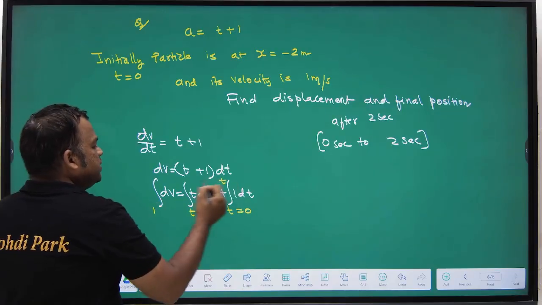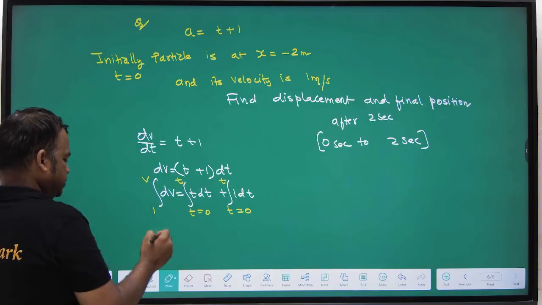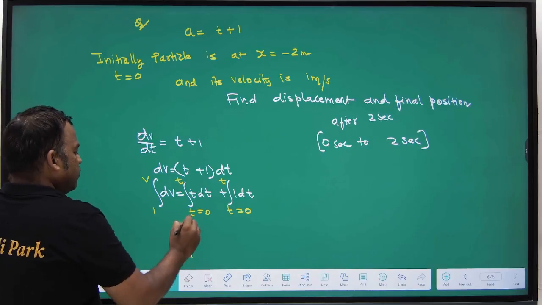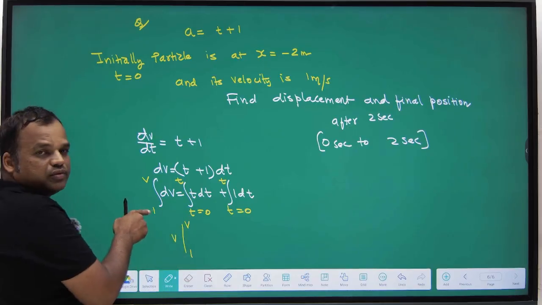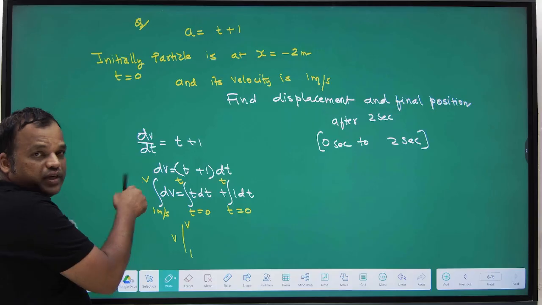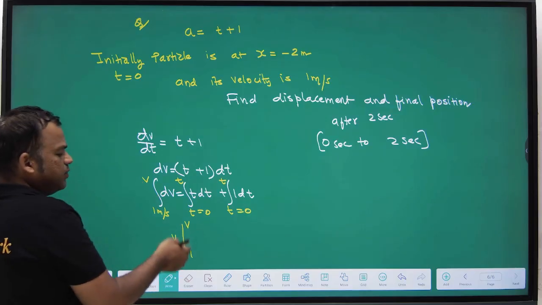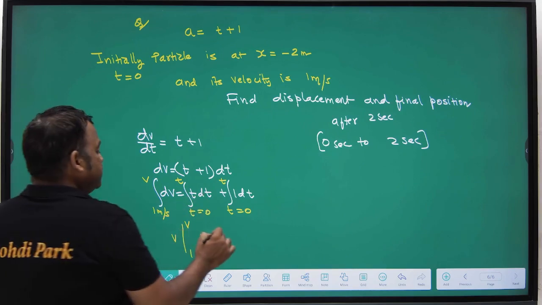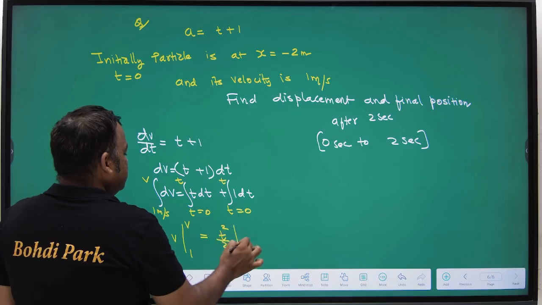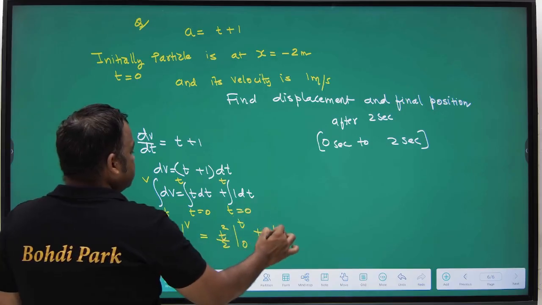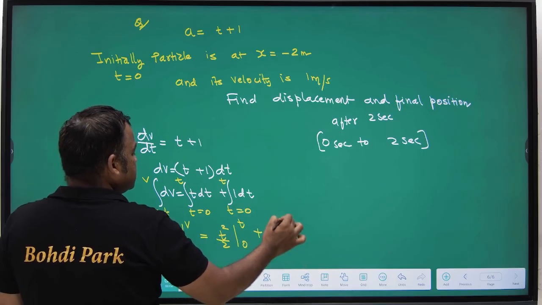When time is t, the velocity is v. So integration of dv is v, limits 1 to v. Initial value of velocity is 1 meter per second, and the final value is v meter per second. So we can write 1 to v. Then right side it will be t dt integration. So it will be t square by 2, 0 to t, plus 1 dt integration will be t, integration 0 to t.